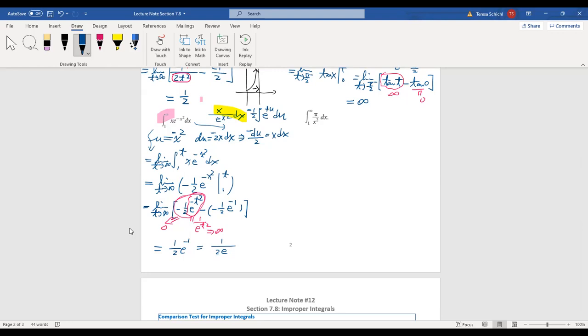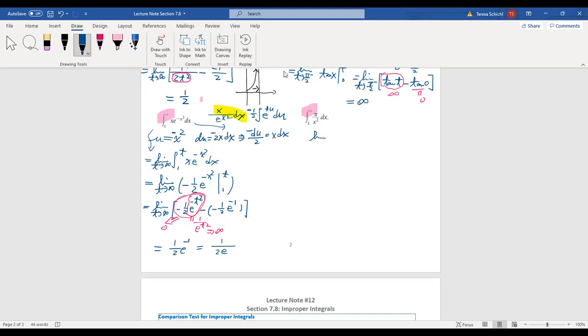All right, so now let's take a look at this one. This is the integral from 1 to infinity of pi over x squared, because x squared is only discontinuous at 0, but the integration range does not include 0. So the function is integrable and continuous on this interval. So this is a type 1 improper integral, where we have infinity there.